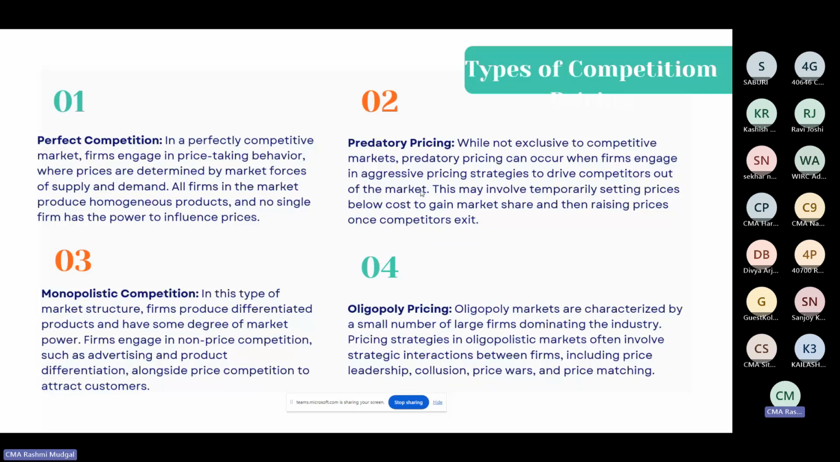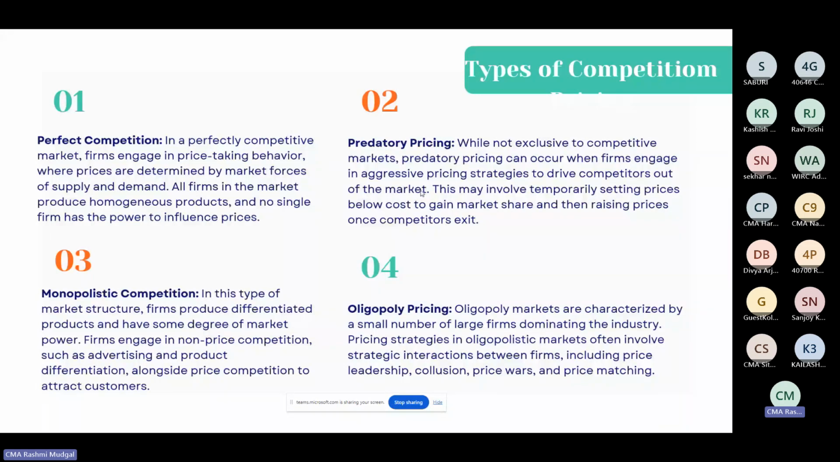Now we come to predatory pricing. What does predatory pricing do? It is an aggressive price strategy to drive the competition out of the market. They try to lower their price even below their cost of production, so that the competition will go out of the business, and then they will recover their cost. They try to become a monopoly, but they start with the competition.